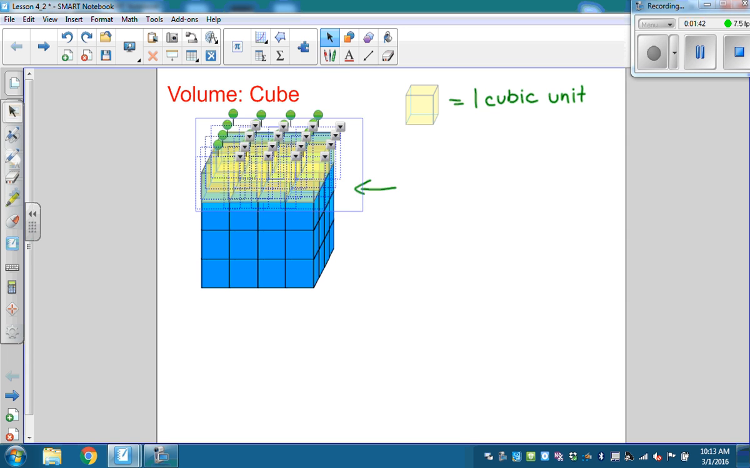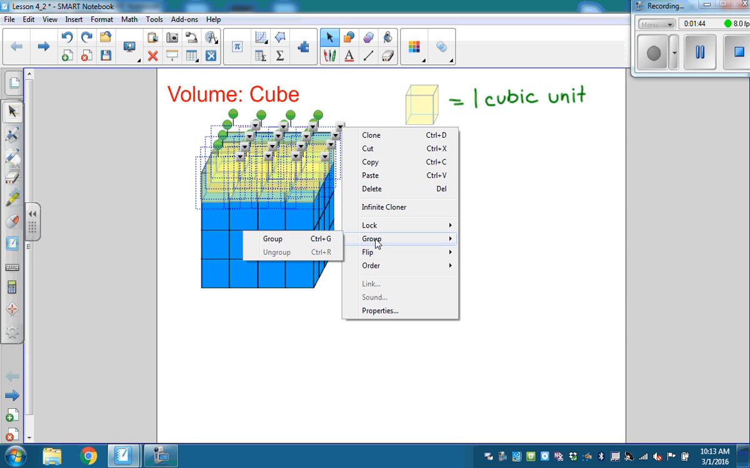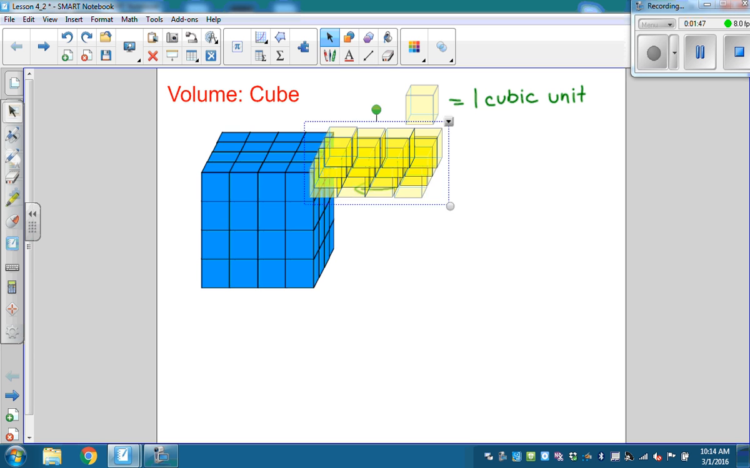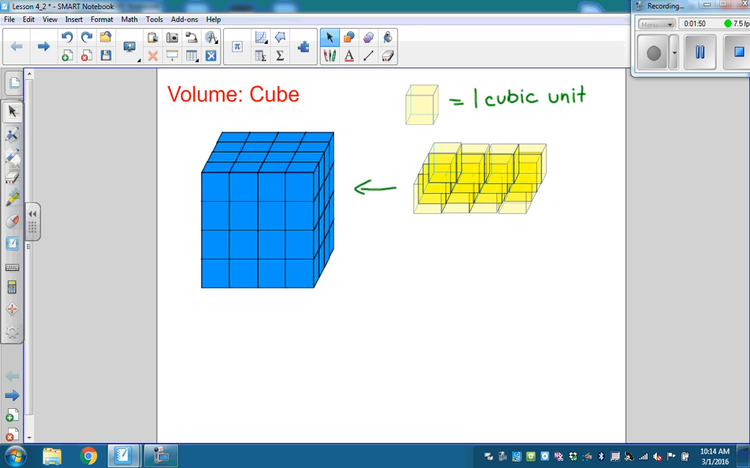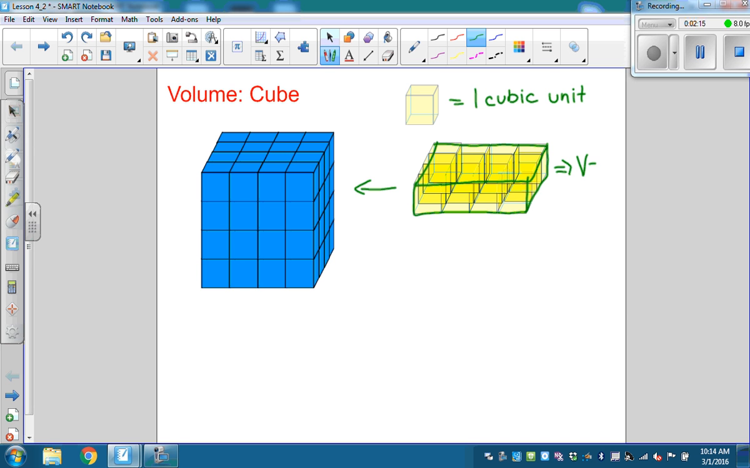So if I take that top row and kind of outline it, it's a little hard to visualize without a little sketch of that top row. That is a solid rectangular prism that has a volume of 16 cubic units.